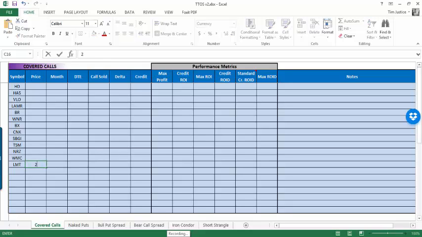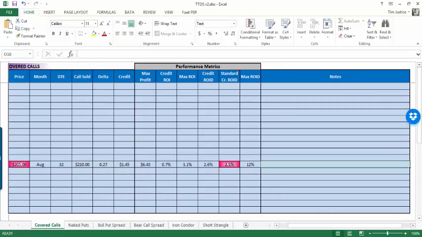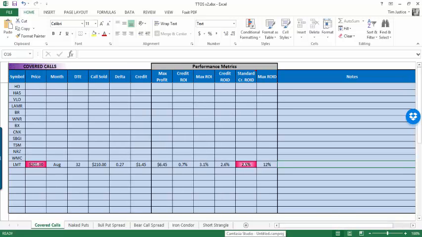So if I put in 205 using the August options, we have 32 days till expiration. If we sell the 210 at a 0.27 delta, we get a credit of 145, and it'll show us our ROIs. Now, there are some numbers here. We will talk about them once we gather all of the information. We'll maybe hit on a few of them as we go.